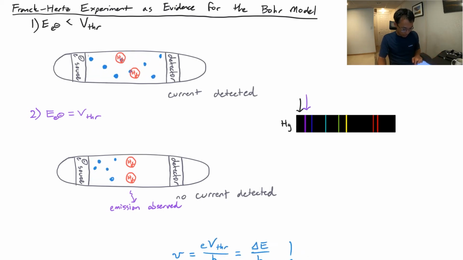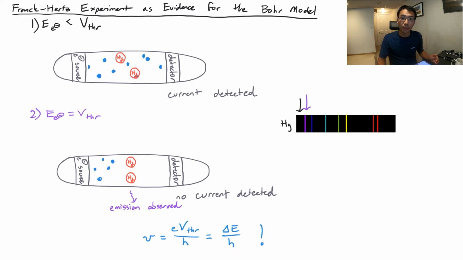It turns out that you could take the data from this experiment and plot it, and what you find, actually, is that the frequency of emission observed from the mercury is equal to the charge of the electron times the threshold voltage divided by Planck's constant, which is exactly where we were before, right? Delta E equals h nu. Okay, so the point of all this is to make the argument experimentally for Bohr's model, right?